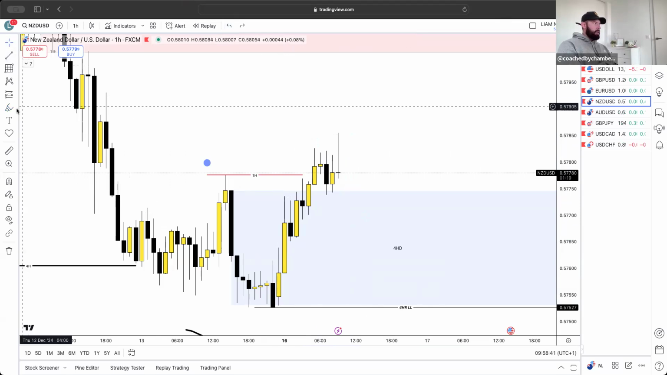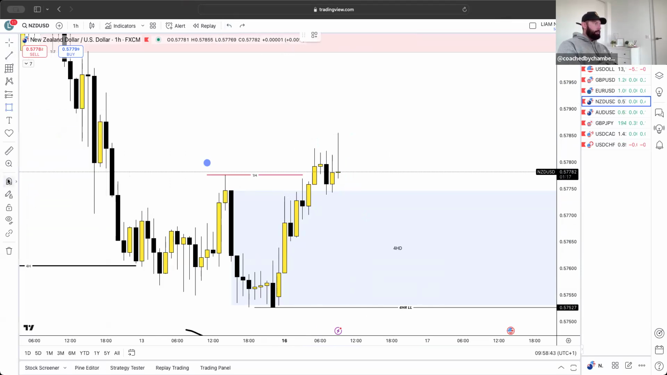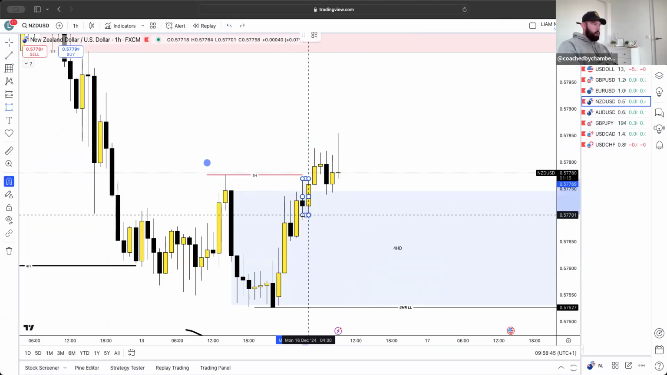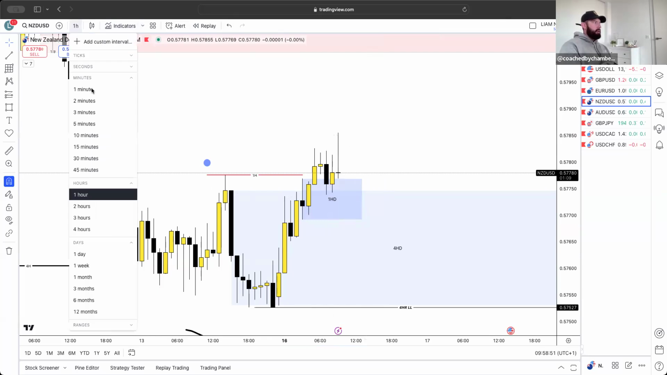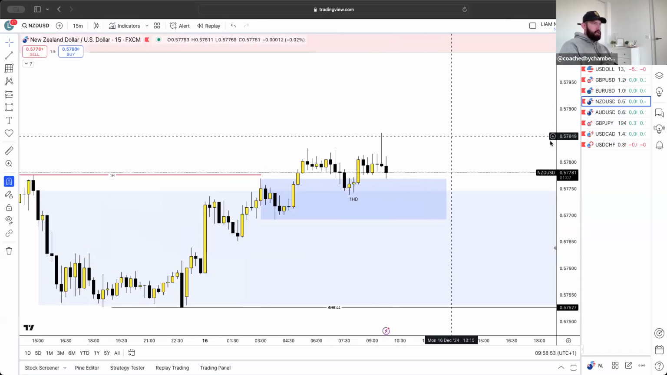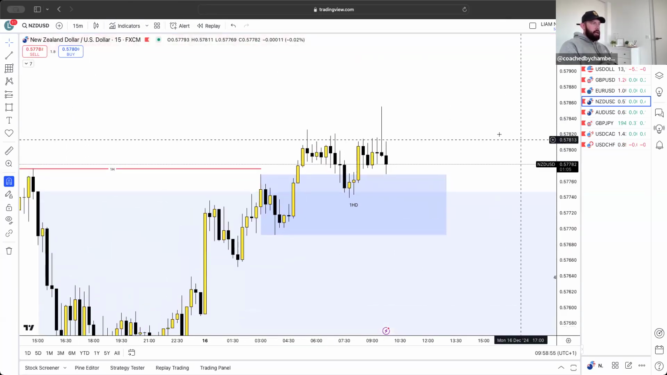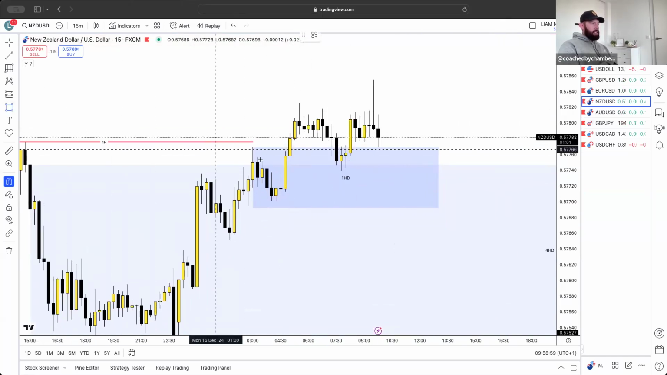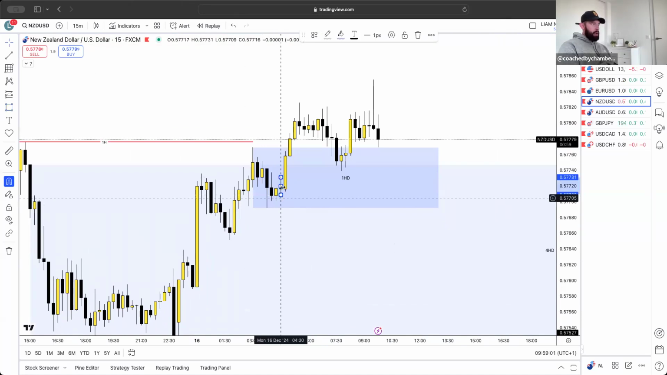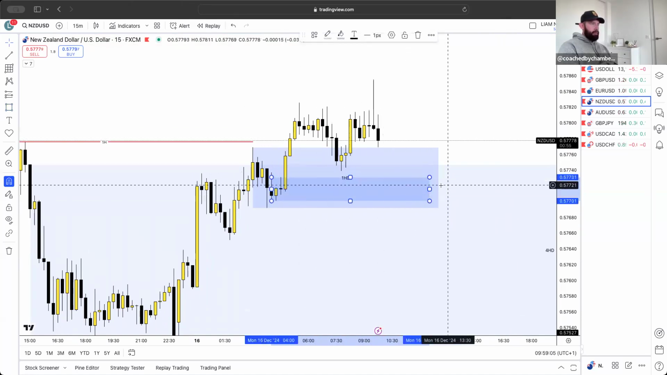So looking at this currently, we are reacting from this 1 hour demand area right now. So we've got this 1 hour demand area. So if I drop down to the 15, can I see anything as clear? Well, one thing I can see is we still have market rebalance. There's a nice little 15 minute area here. Let me just pull that to here. We have a nice little 15-minute demand area.